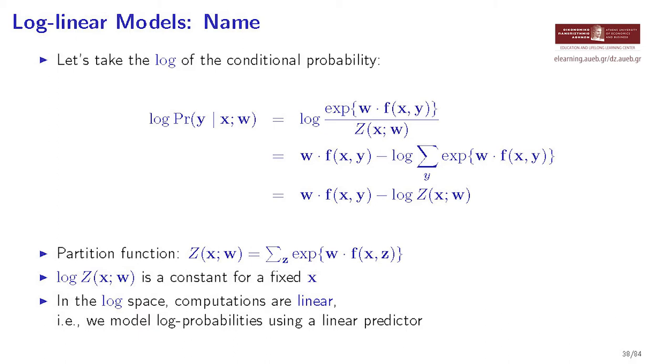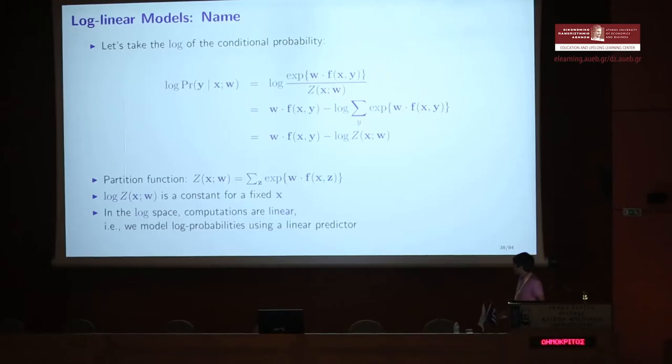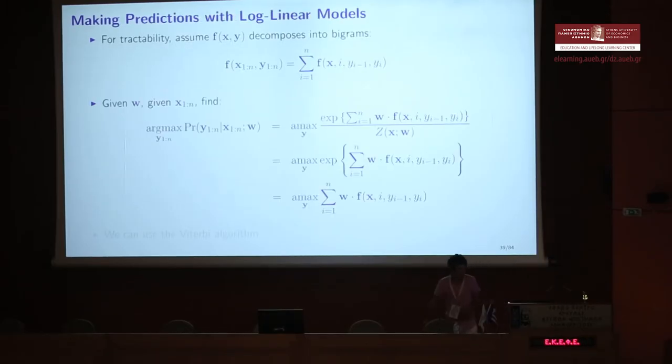That's called log linear. It's modeling probabilities in a log linear fashion. So why is this useful? Because it's a linear model in the log space. So let's say that I have this log linear model, and for tractability, let's assume that this thing decomposes into bigrams as we saw in the first part of the lecture.